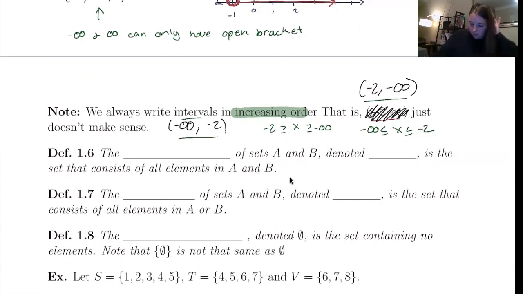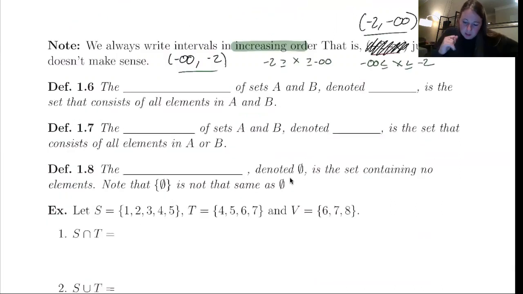Did I mess this up? I'm keeping it. But we write them in that increasing order. When you're writing a set, like 1, 2, 3, 6, it doesn't matter what order you write them in. I think that's what we're talking about. Okay, good. I'm sorry about that brain confusion.